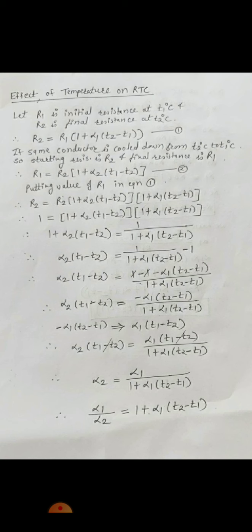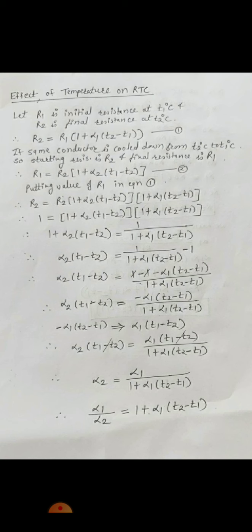So we are getting 1 equals [1 + α2(T1 − T2)] [1 + α1(T2 − T1)]. So I can rearrange this equation like this. I can take 1 + α2(T1 − T2) on the left hand side, so on the right hand side it is 1 upon 1 + α1(T2 − T1). Now α2(T1 − T2) is equal to 1 upon 1 + α1(T2 − T1), and this plus 1 comes as minus 1. So we can cross multiply.